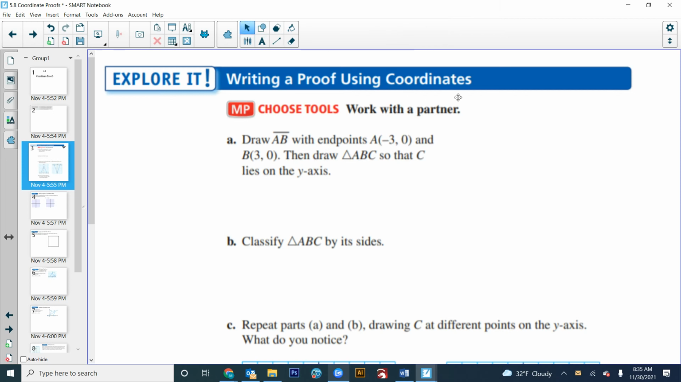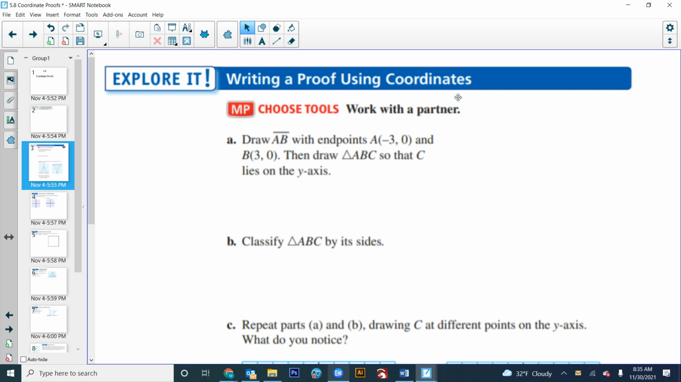All right. So as we graph AB, A is (-3, 0). Where's that? On the x-axis. Good. Left of the origin 3. Where's B? (3, 0). On the x-axis to the right 3.